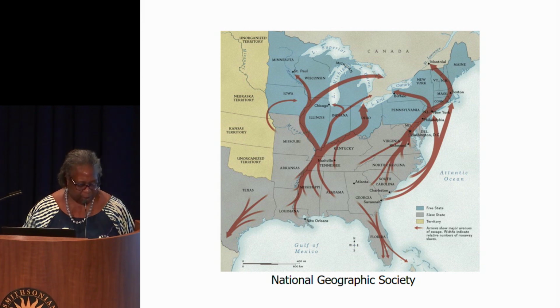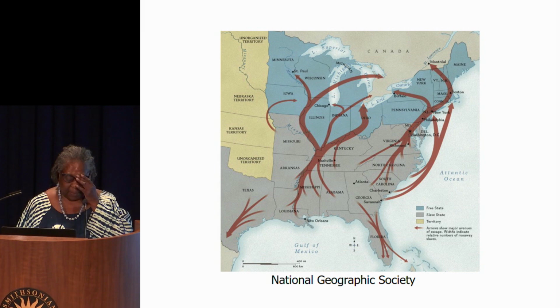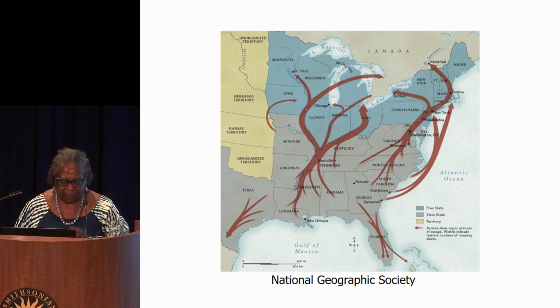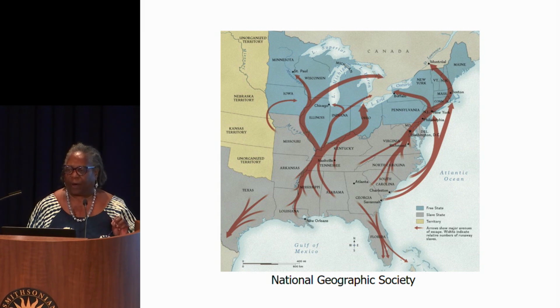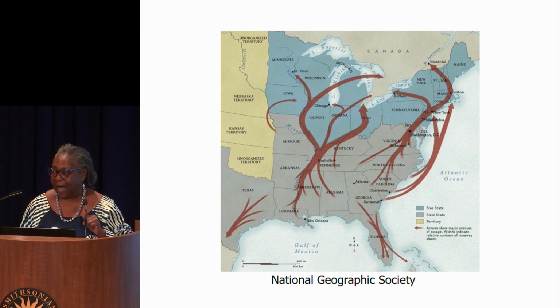But if we look at the Underground Railroad map, and this is just one kind of a map, this map is a little bit deceptive, but it was the best one I can find. Everyone who is escaping from slavery is not going north. That's one of the most important things to understand. Some people are going south.